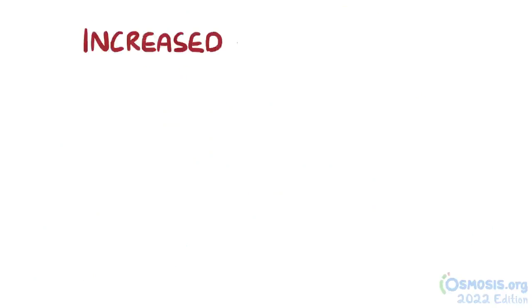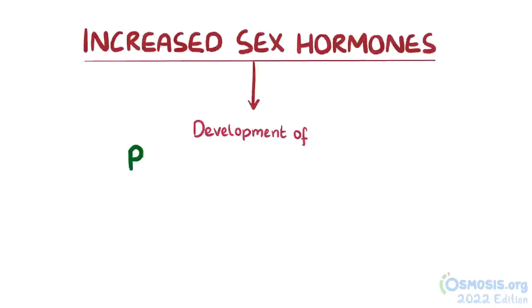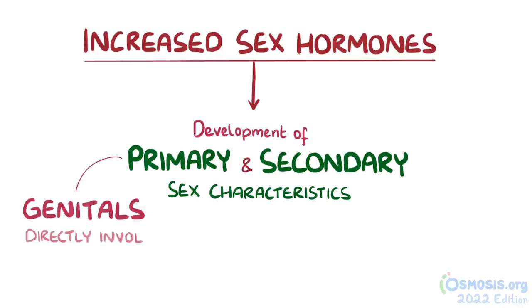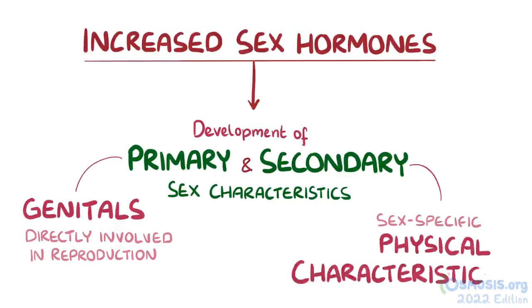The increased production of sex hormones drives the development of primary and secondary sex characteristics that we see during puberty. Primary sex characteristics refer to the genitals, which are the organs directly involved in sexual reproduction. Secondary sex characteristics refers to any sex-specific physical characteristic that is not directly involved or necessary in sexual reproduction, like pubic hair and breasts in females.